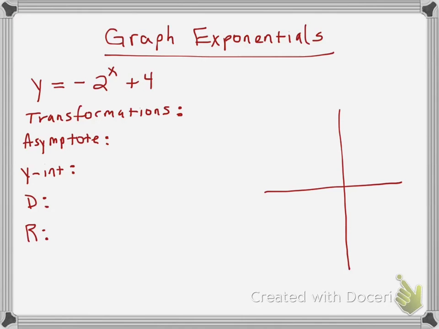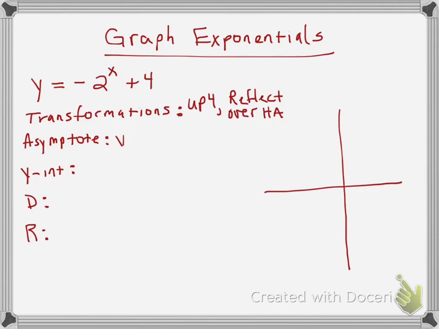First off, that +4 at the end, that actually is going to be an up 4 transformation. And then that negative in front actually means that we're going to do some reflecting. Right? Now remember, when we reflect, we will be reflecting over the horizontal asymptote. Right? So the horizontal asymptote usually is going to be at y equals 0. But when we have that transformation that moves it up 4, that's where our horizontal asymptote moves to. And then that negative means that we will be reflecting over that horizontal asymptote at 4.